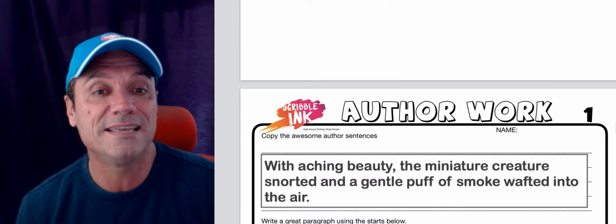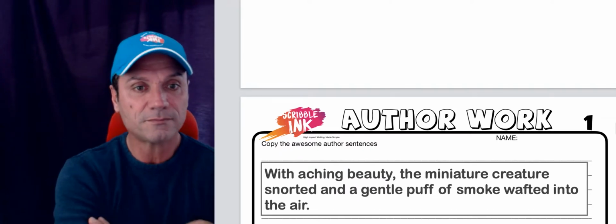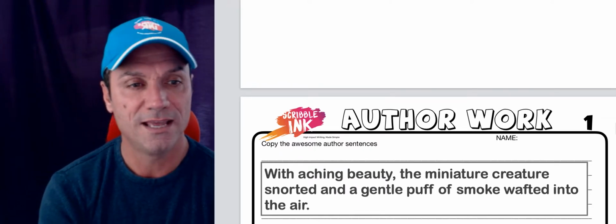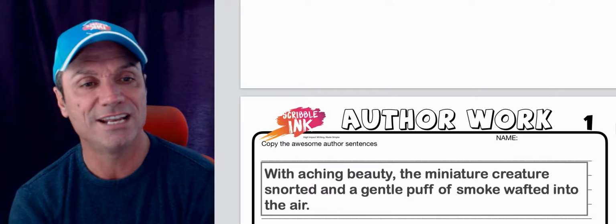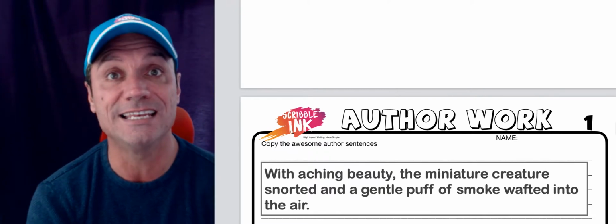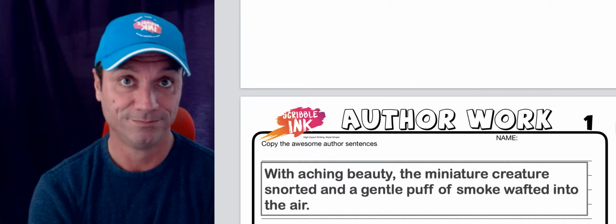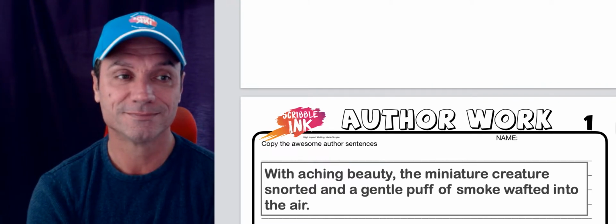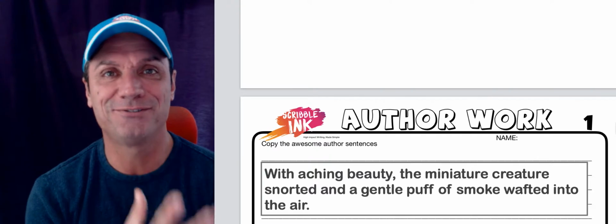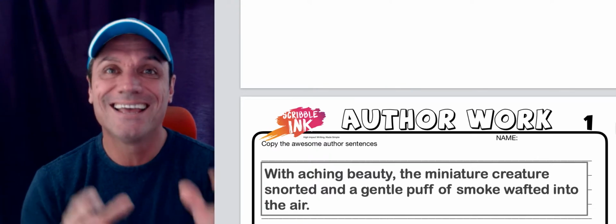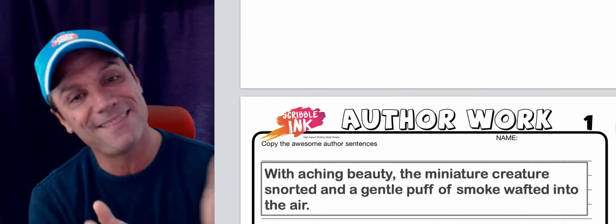So here's the task. First of all, step 1, please copy out my beginning sentence. With aching beauty, the miniature creature snorted and a gentle puff of smoke wafted into the air. Copy that out. I think you'll need about 2 minutes. Go. All right, you've come back. Hopefully you paused, okay? I'm giving you moments to pause and then come back.